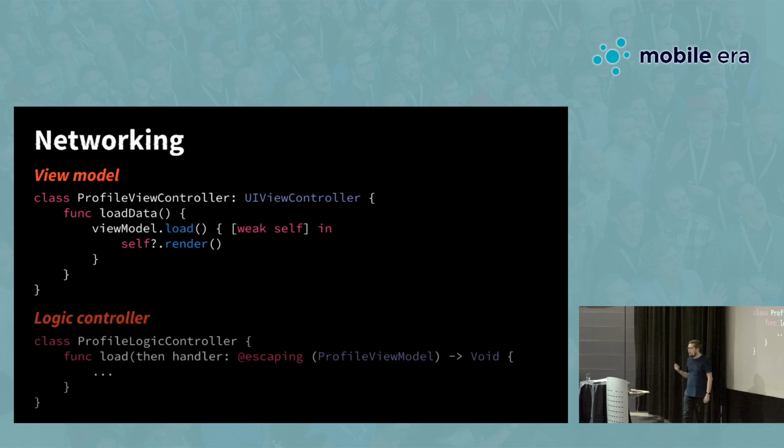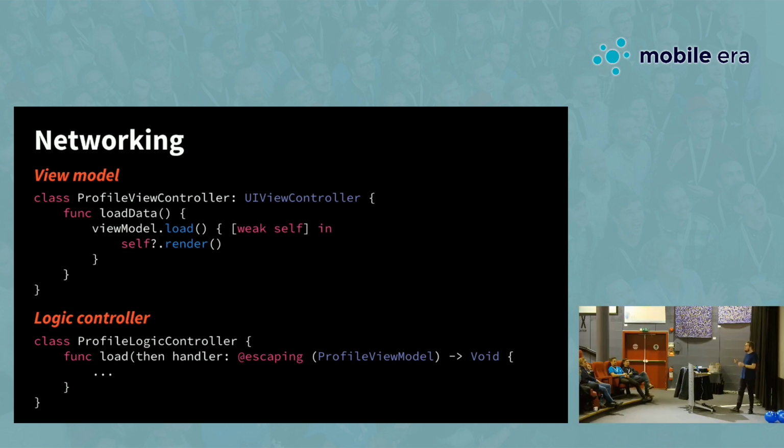But if we don't want to switch to an MVVM style pattern, we could stick with MVC, and we can actually create other types of controllers, like for example, logic controllers, where we just take all the logic from the view controller and move it into another object that just acts as the brains behind the operation. So we just have a method called load that gets called with a handler that gives the view controller the model that it needs, and then it can just render that.